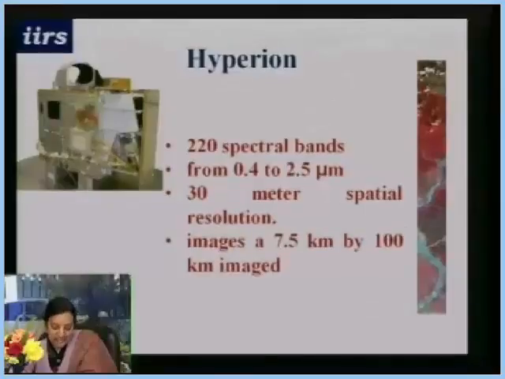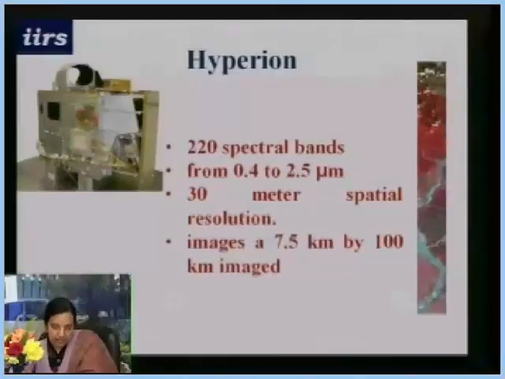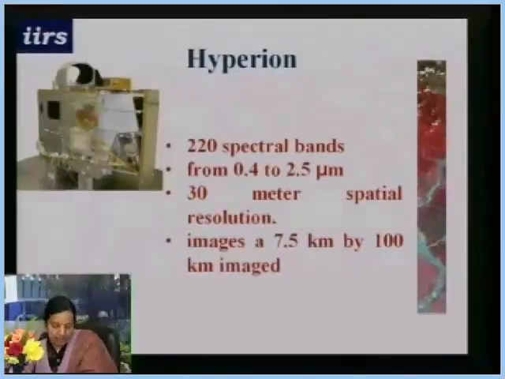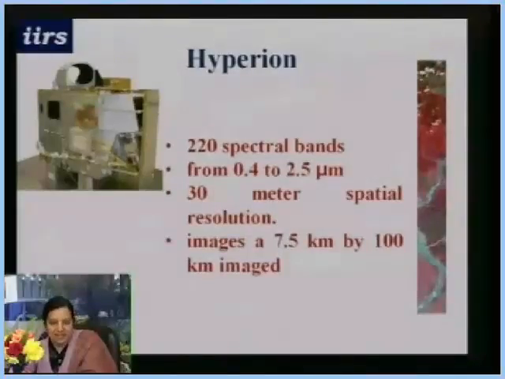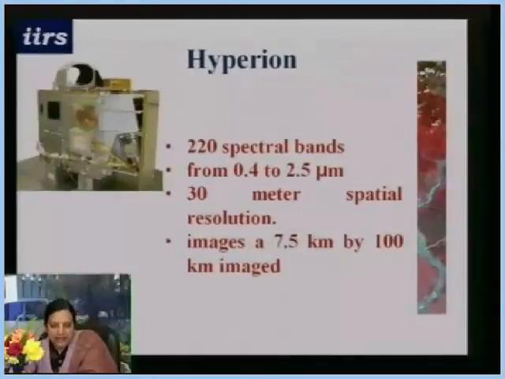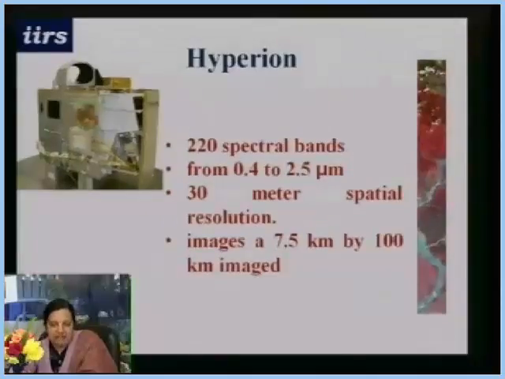So the 30-meter spatial resolution is exactly matching to your Landsat's spatial resolution. However, the swath width is different. In case of Landsat, the swath is 185. In case of Hyperion, your swath is 7.5 kilometers wide, but the length of the image which is provided is 7.5 by 100 kilometers.